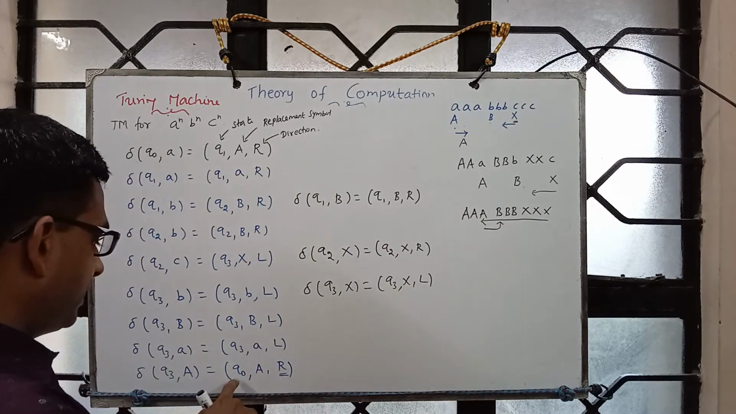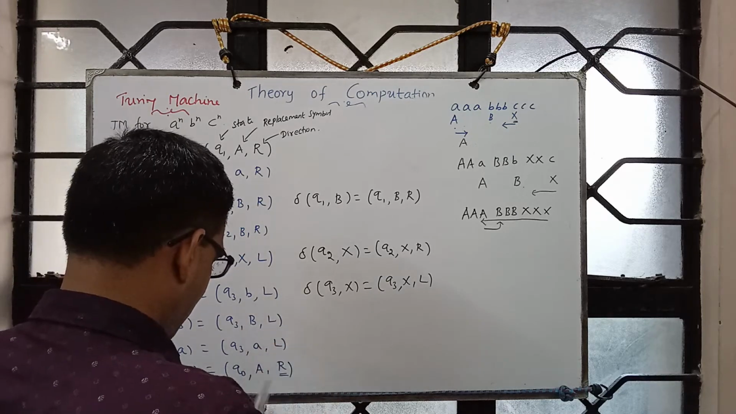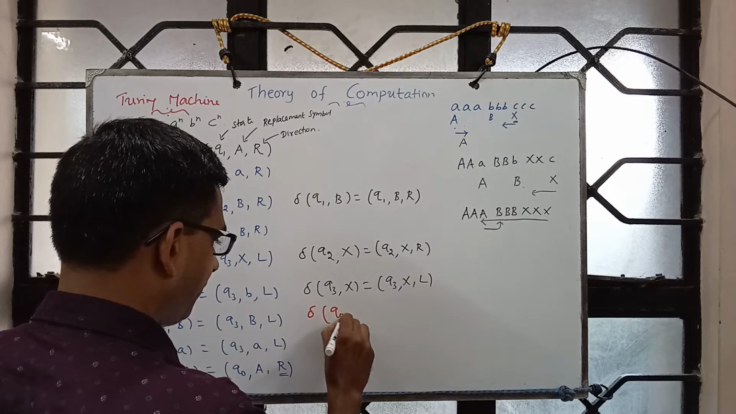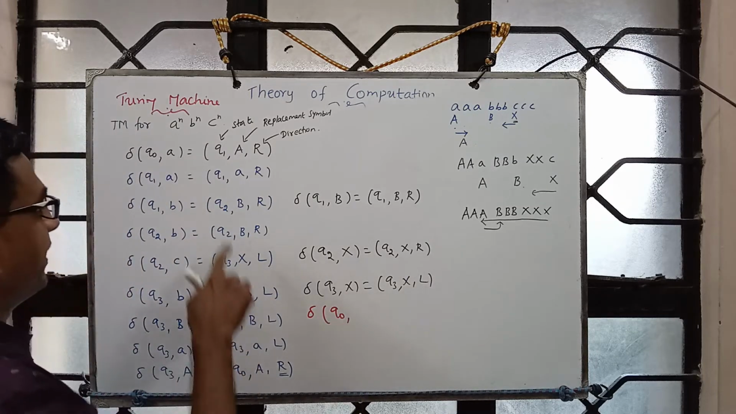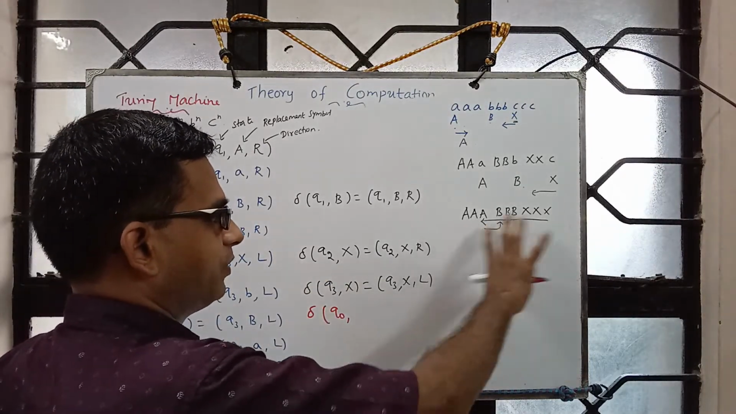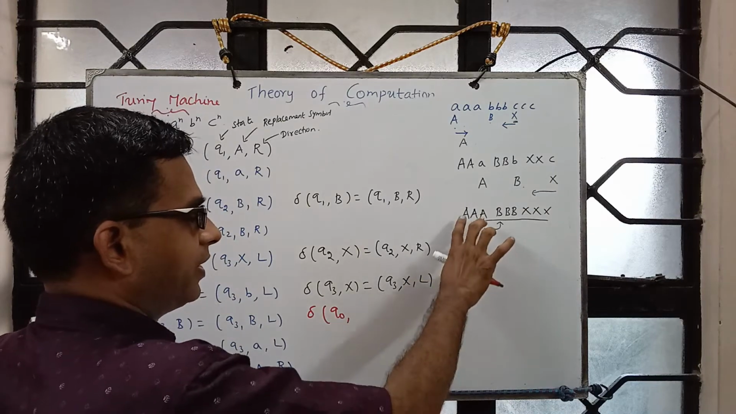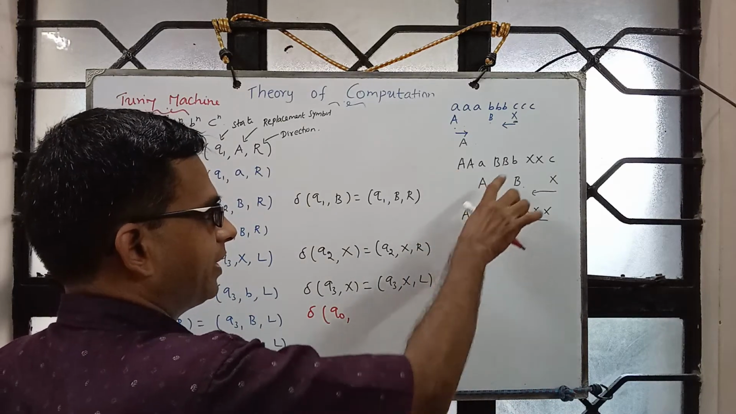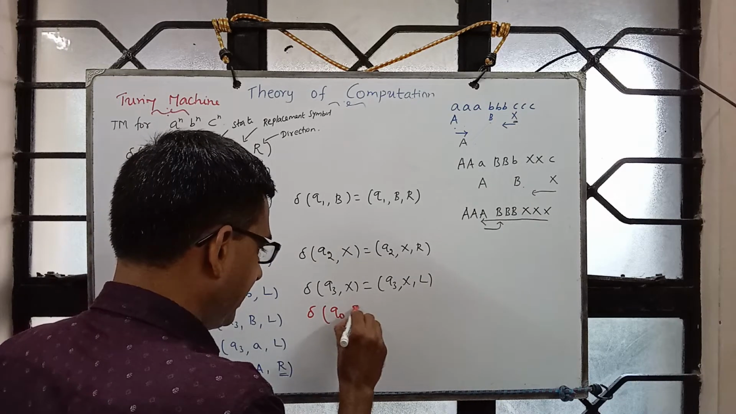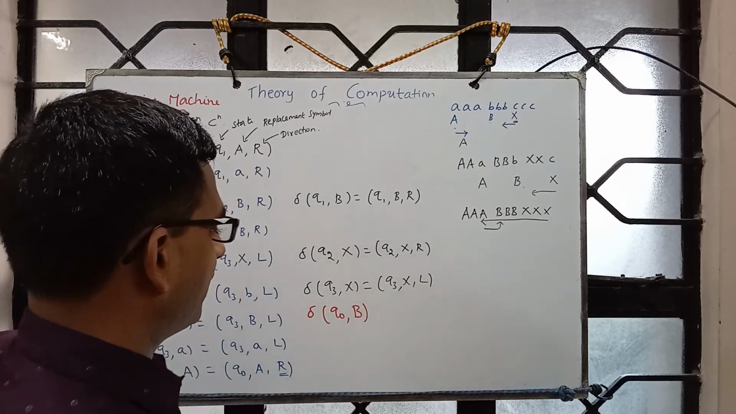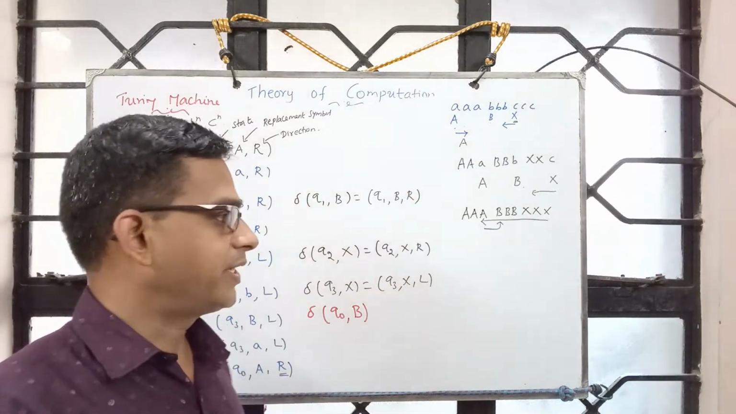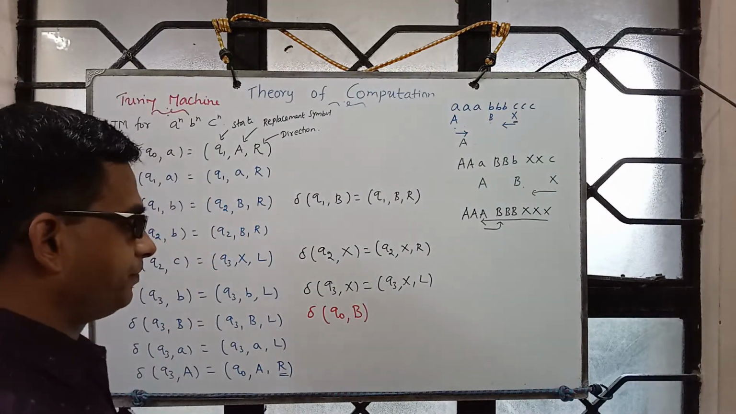Now, if we change our direction, we will be at Q0. So delta of Q0, we ideally expect little a so that you can continue the operation, but you are done with replacing a by capital A, B by this, and so on. Now instead of seeing little a, we are seeing capital B. What does that mean? It means we have exhausted the little a's.